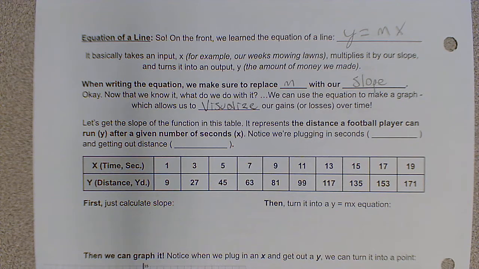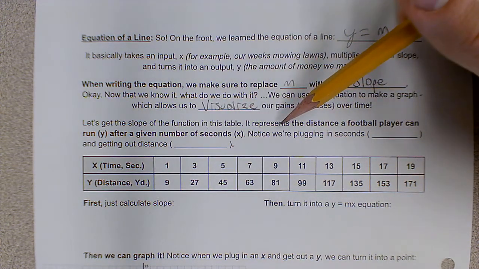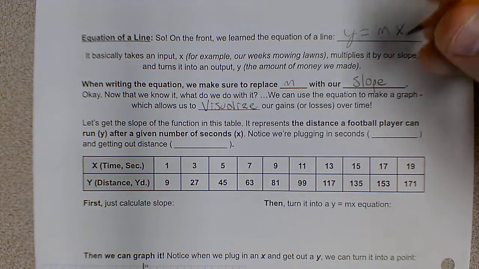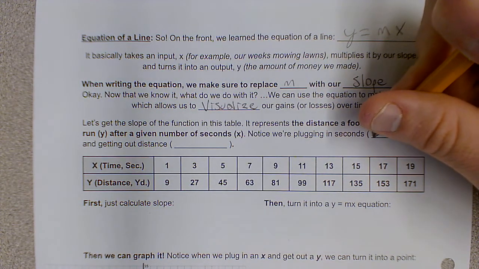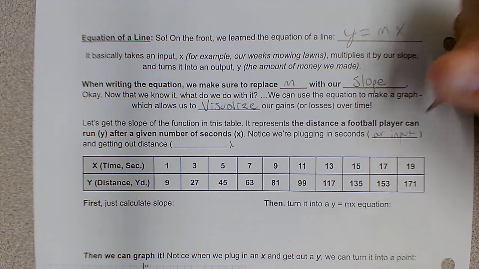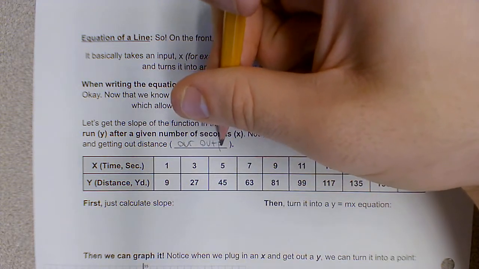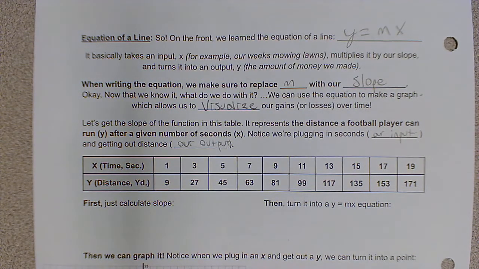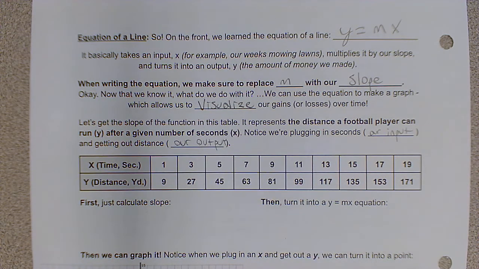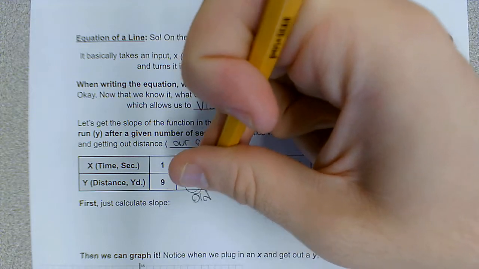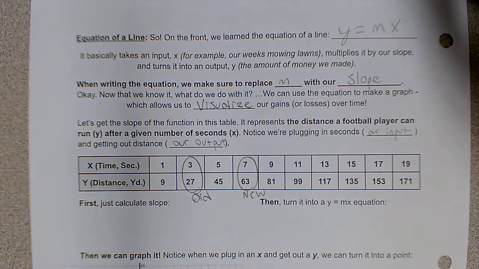Let's get the slope of this function in this table. It represents the distance a football player can run, y, after a given number of seconds, x. Notice we're plugging in seconds, our input, and getting out distance, our output. Okay, so there's really just two steps. First, we calculate our slope. I'm going to take an old point and a new point. Old and new.